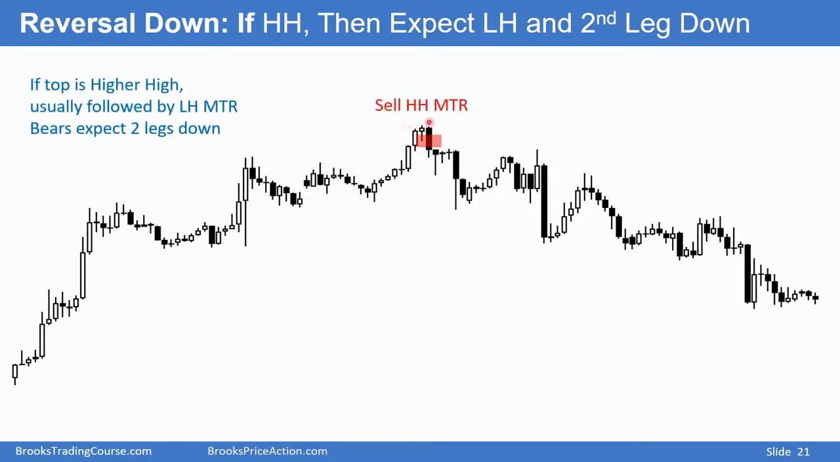Higher high major trend reversal, bull trend, bear breakout, 10 to 20 bars sideways. Expect a reversal down, either below that doji bar, below that bear bar, below this bar, or you could wait and sell the lower high here or below these bars.